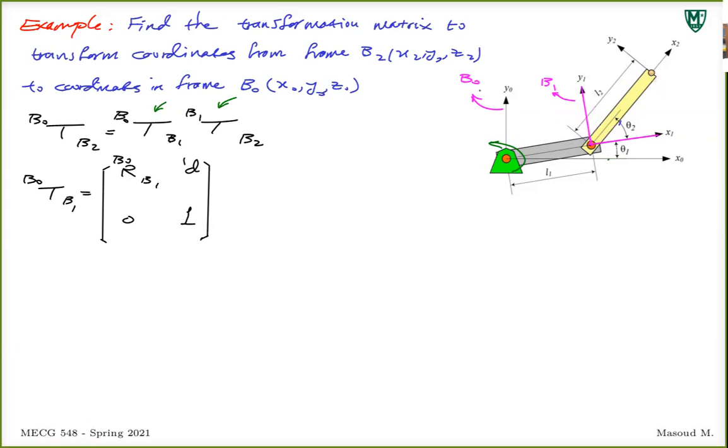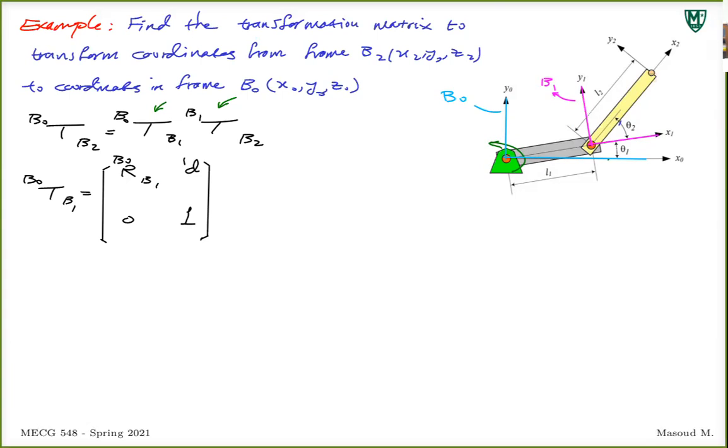Look at this frame and this frame. Let me use different colors. This is B0, right? Let's call this B0. Now you look at these two.